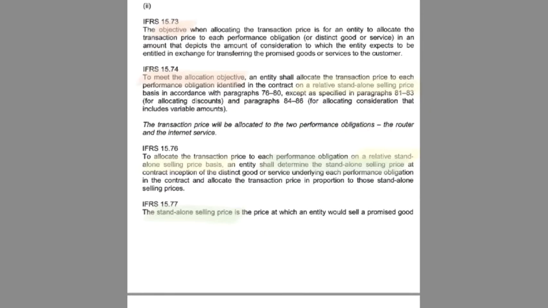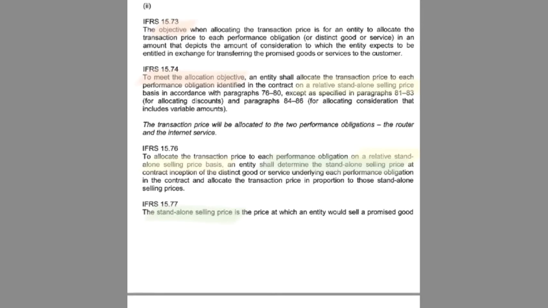If we have a look at the solution, we start with paragraph 73 out of IFRS 15, which says the objective when you allocate transaction price to the performance obligations is to get the amount of consideration to which the entity expects to be entitled in exchange for transferring the promised goods or services to the customer. Then we go to paragraph 74, and it says, to meet that objective, you should allocate the transaction price to each performance obligation on a relative stand-alone selling price basis.